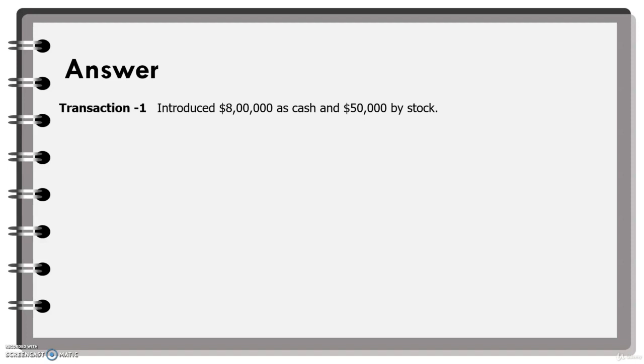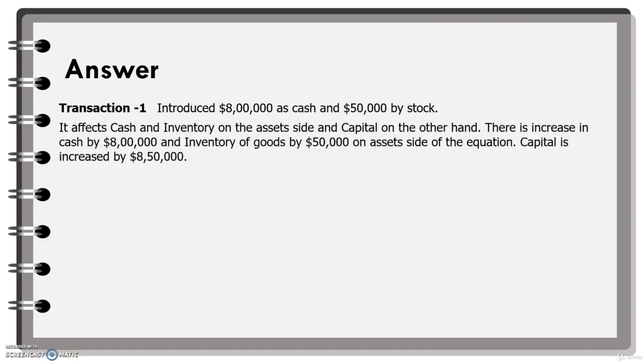Transaction 1: introduced $800,000 as cash and $50,000 by stock. So this transaction will affect cash, because cash is coming in. It will affect inventory, that is also coming in. So both are on the asset side, and on the capital side you will have a combination of these two, because both are coming in the form of capital. Liabilities are not affected. There is an increase in cash by $800,000 and inventory of goods by $50,000 on the asset side. Capital is increased by $850,000.